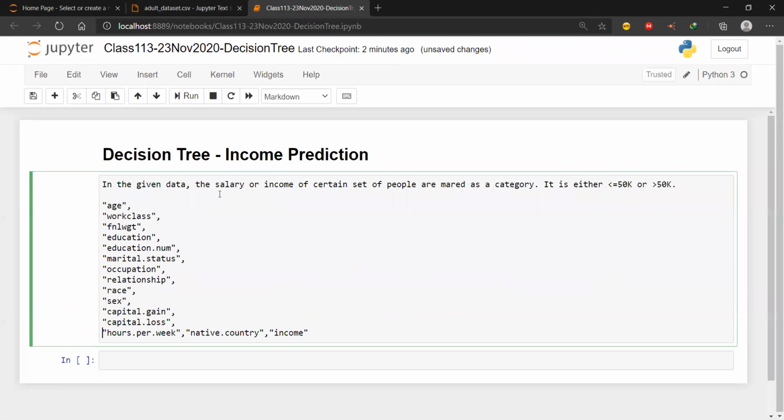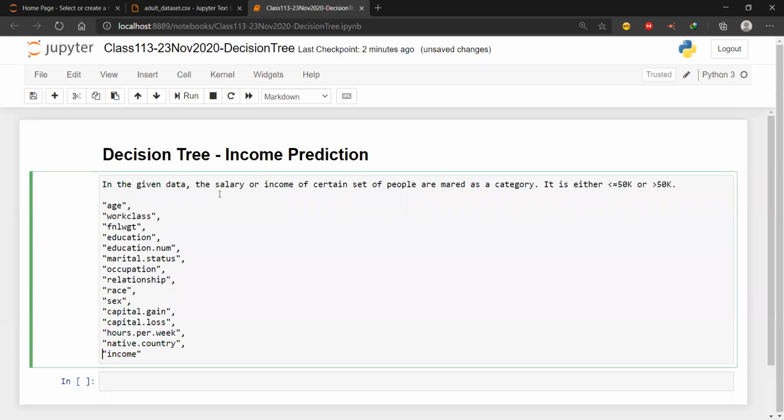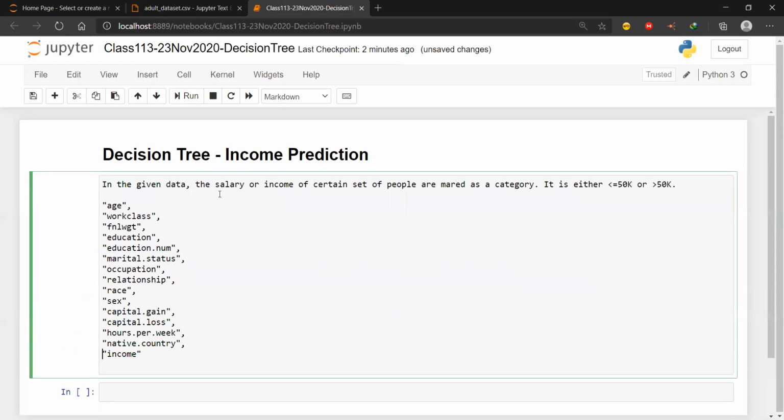Now, obviously, we are not going to do only decision tree over here. We are going to look at some extra techniques also. I'm trying to combine a few things in one go so that we can save the number of days that we need to invest also.